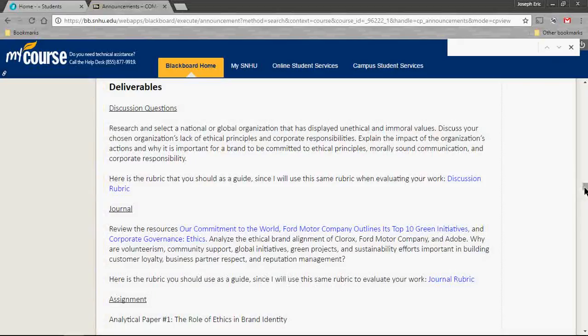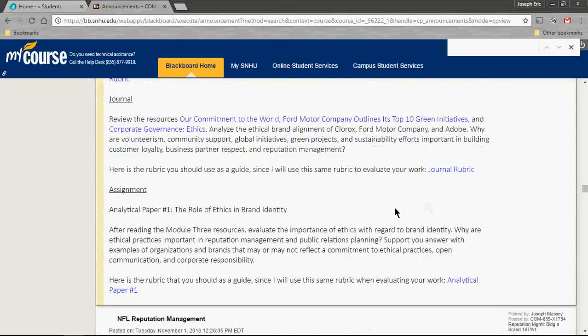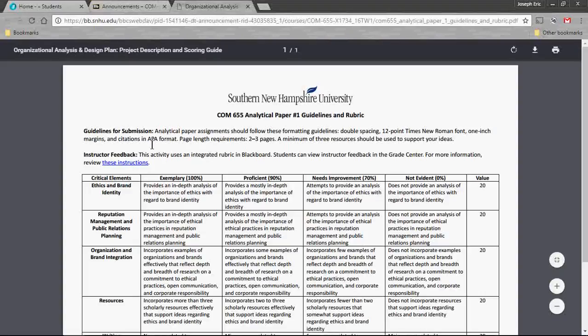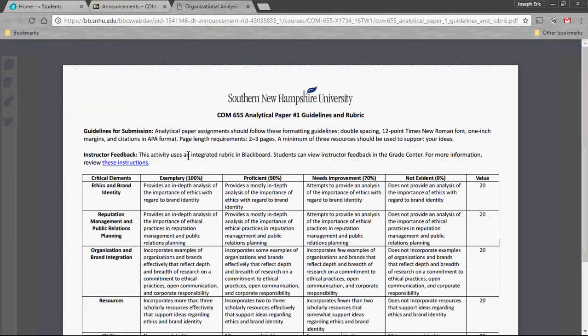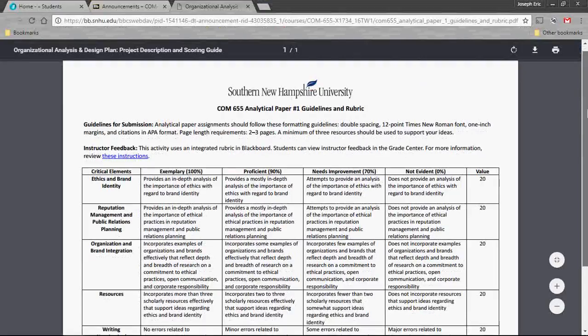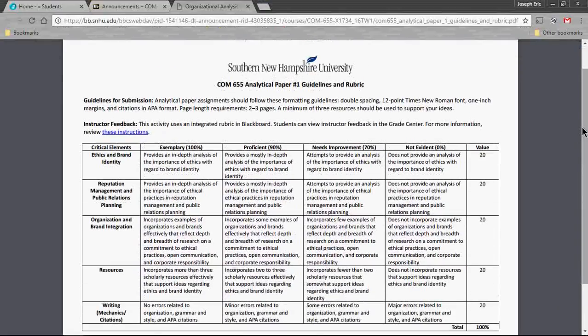We have been talking about and went through the rubric for the analytical paper, The Role of Ethics in Brand Identity. Here is the rubric that you should use as a guide, since I will use the same rubric when evaluating your work. Click on that. It is a PDF file, and there it is. Okay, the same one that I've been walking you through. I have it downloaded to my computer, and I opened it in Acrobat. But you can open it this way. It's quicker and easier for you. You don't have to download it. I would recommend that you download it, but you don't have to. Okay, and it's the same one that we've been talking about.